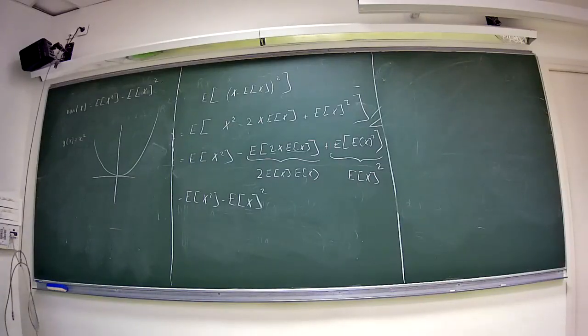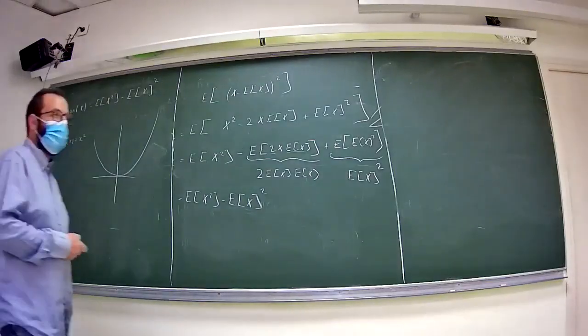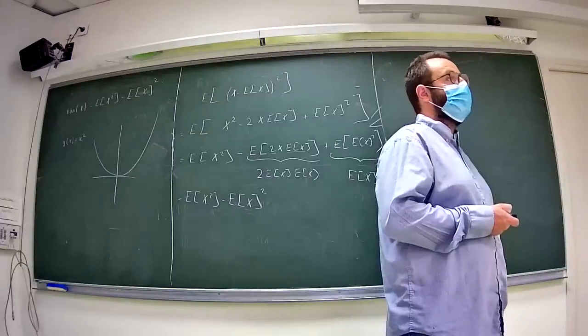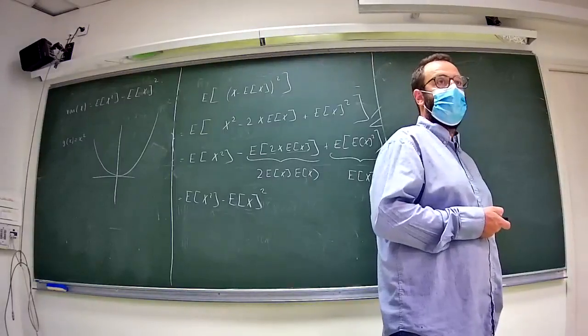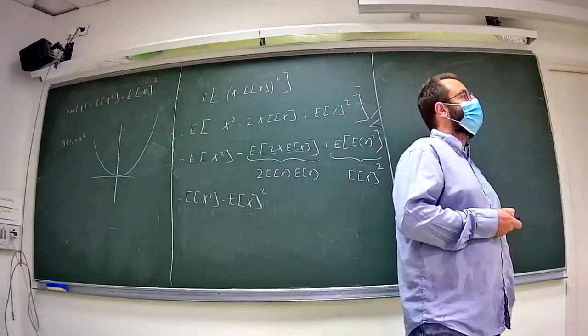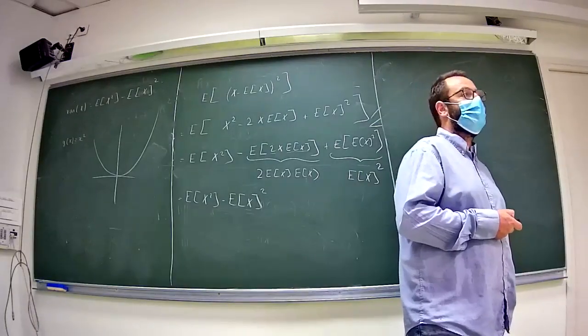Another definition, what I will call later on the standard deviation, is just the square root of the variance. Standard deviation is just the square root of the variance. And I have the right to do this because the variance is a positive number, so I can take its square root. And you will see that the standard deviation will be used a lot in statistics.